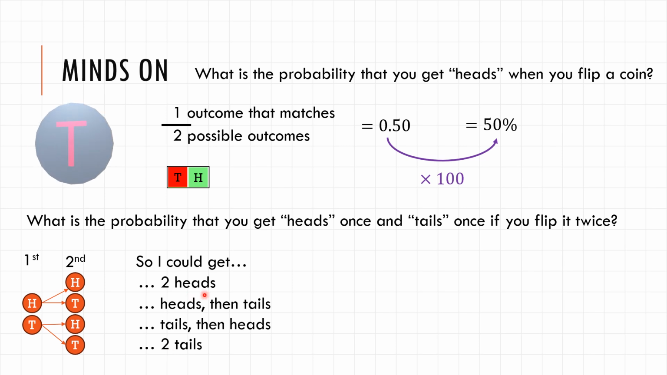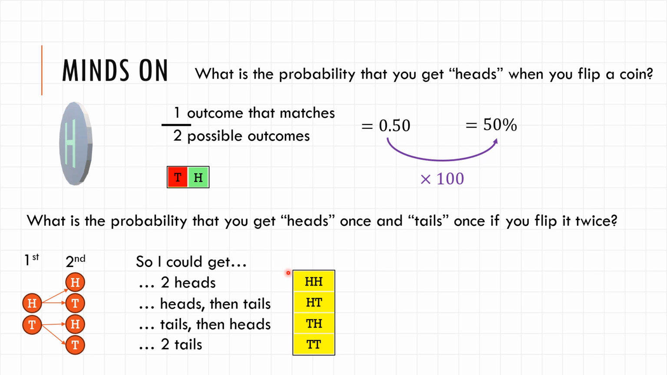And my probability space for something like this would maybe look like this, where these are all the different things that could happen, and I've split it up into 4 equal pieces because all 4 outcomes are equally likely. Heads, heads, heads, tails, tails, heads, or tails, tails.